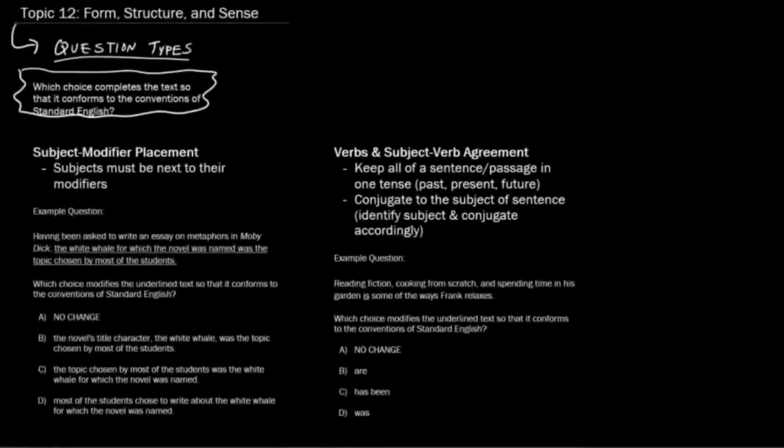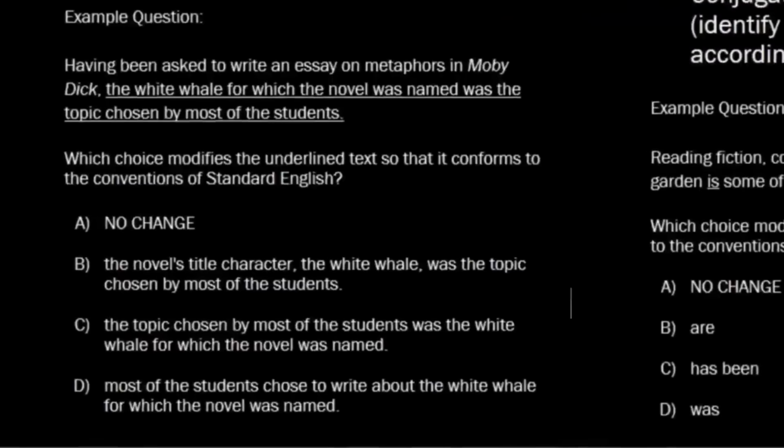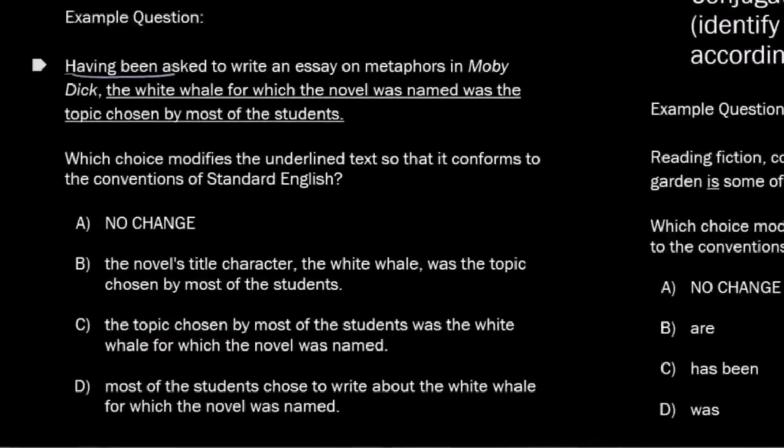We are rounding off our study of topic 12, form, structure, and sense. This is just the basics of SAT grammar. This is the final topic that we're going to go over here. So let's start it off with some subject modifier placement. Subjects must be next to their modifier. So if we have a sentence, "Being asked to write an essay on metaphors in Moby Dick, the white whale for which the novel is named was a topic chosen by most of the students."